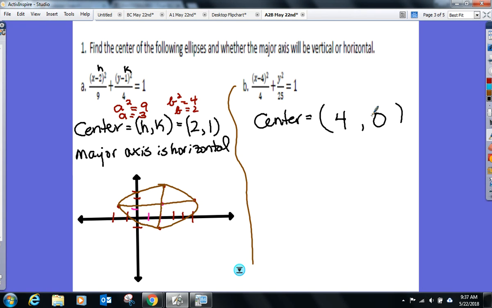Where will the major axis be, horizontal or vertical? Where's the bigger denominator? With the y, right? So it's going to be on the y-axis, so it's vertical. Yep, major axis is vertical in this case.